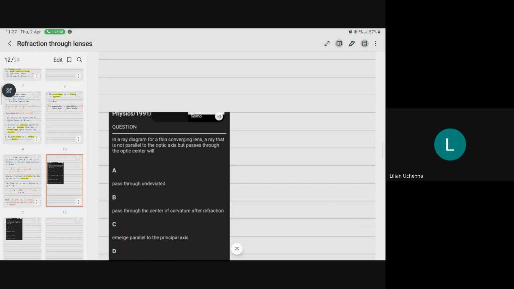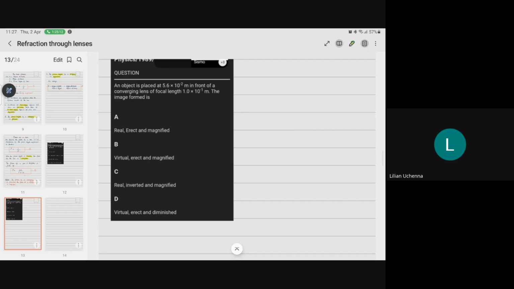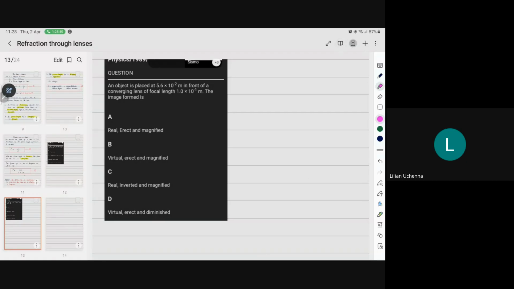Okay. So the next one, I've answered this one. So the second one she sent, he said, an object is placed at 5.6 times 10 raised power minus 2 meter in front of a converging lens. Remember, for converging lens, the F is positive, of focal length 1.0 times 10 raised power minus 1. Now, observe this. The object distance, right?